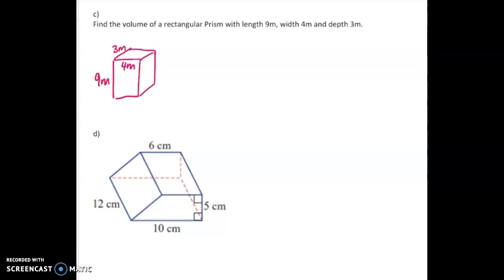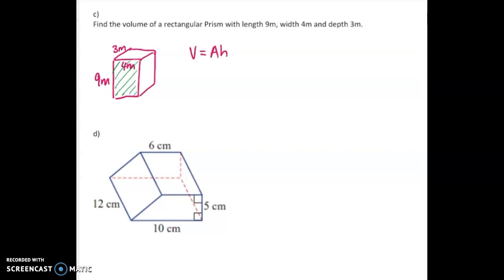Okay, so after drawing your diagram, you can identify where your cross-sectional area is. And I know this is the cross-sectional area because if I cut along this length of this rectangular prism, I'm going to get the same cross sections as the shape at the front. Okay, so let's first write down our volume formula. V is equal to A times H.